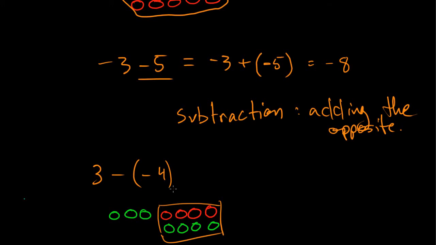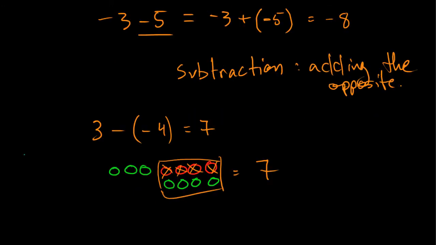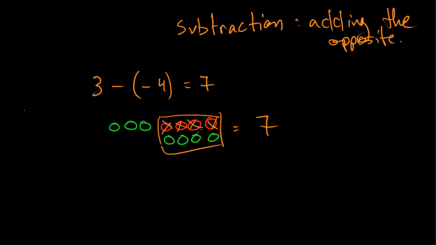With this picture, though, I can show what it would mean to take away negative 4. Just take away 4 negatives. So what I'm left with now is 3 positives here and 4 positives here, which means I ended up with 7 positive. So 3 minus negative 4 is positive 7. If we think about what actually got drawn in the end, I started with 3 and I added positive 4 to get 7.